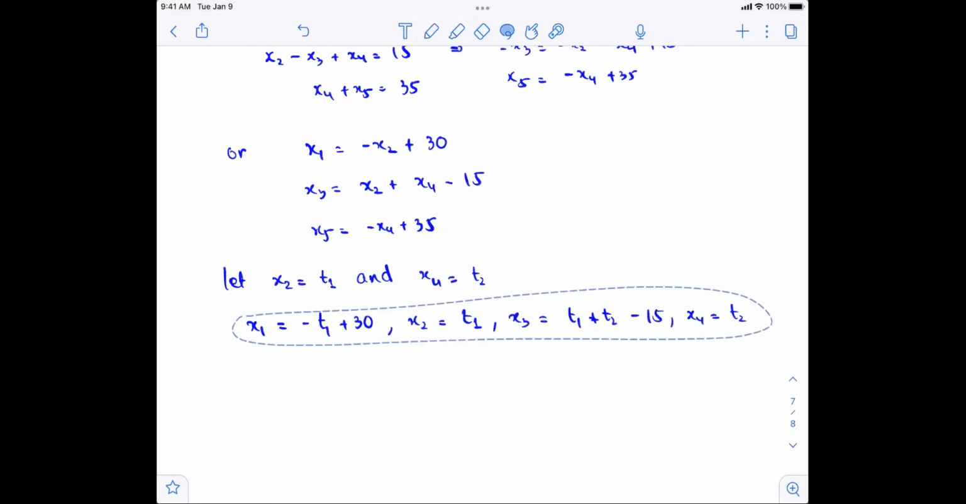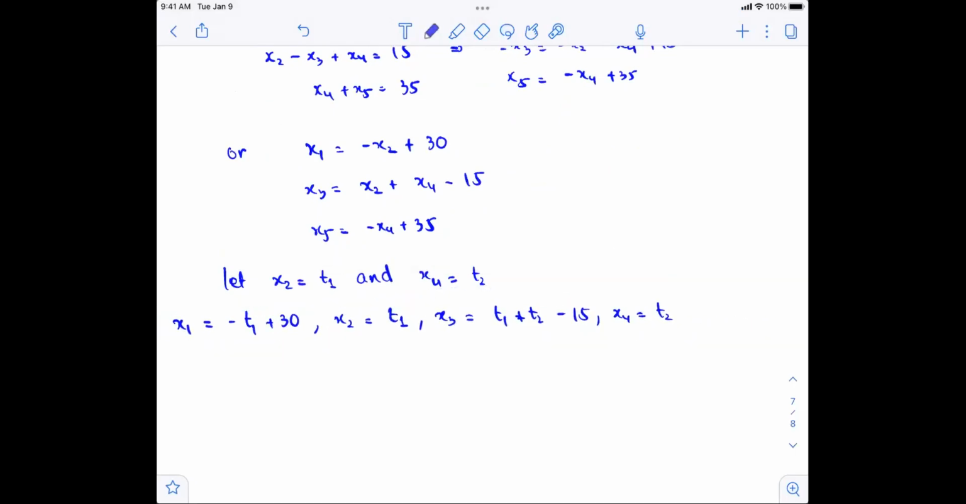And the last part, x5 is equal to negative t2 plus 35. Okay, so that is the solution of the system, and the system again has infinitely many solutions, and that is going to be a little bit tricky to analyze if you don't know more about the information given to you.